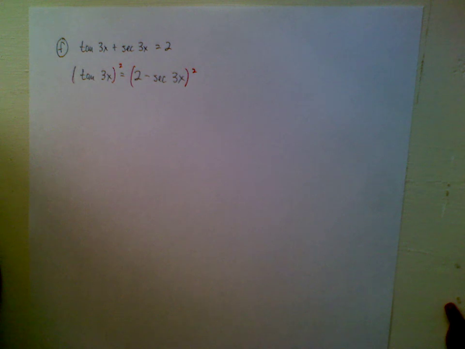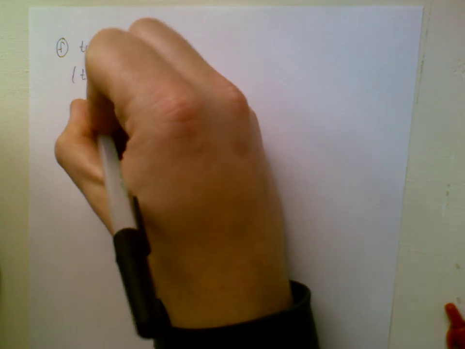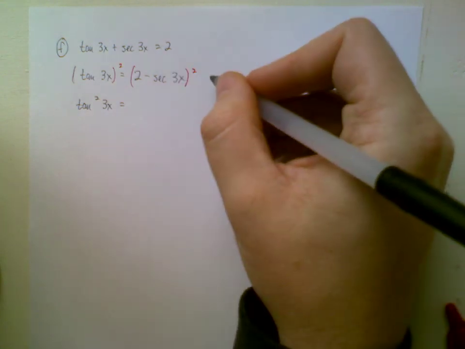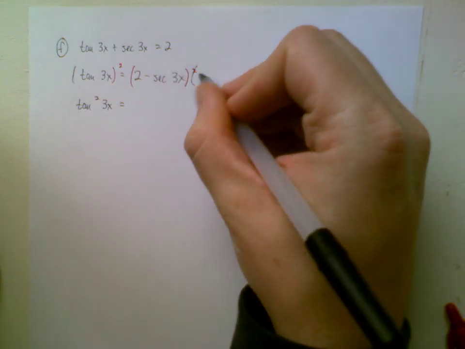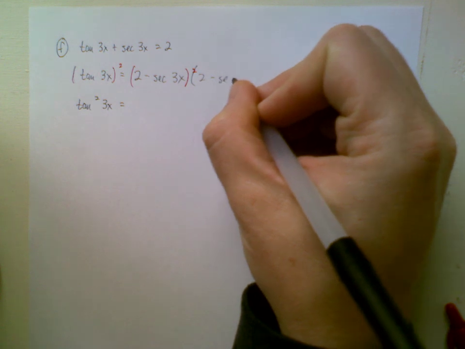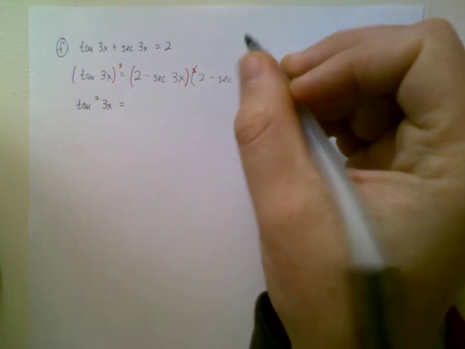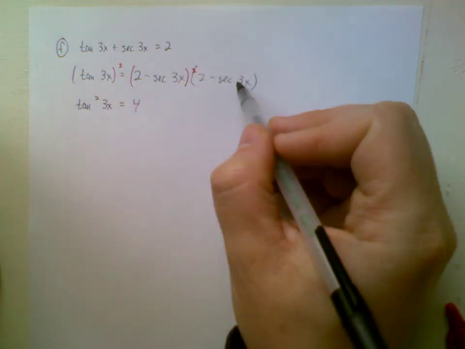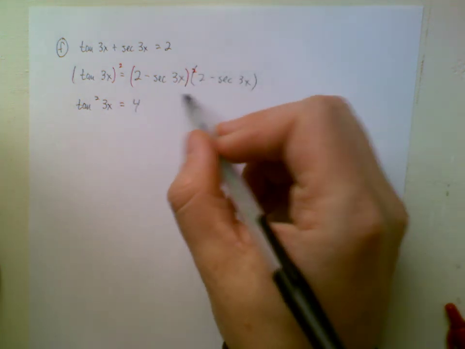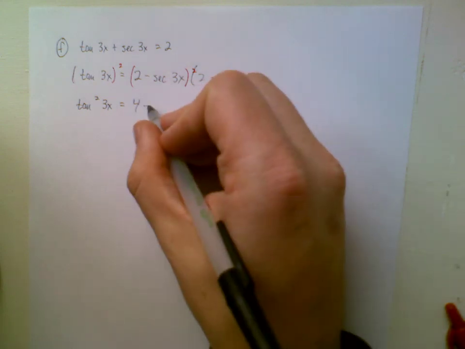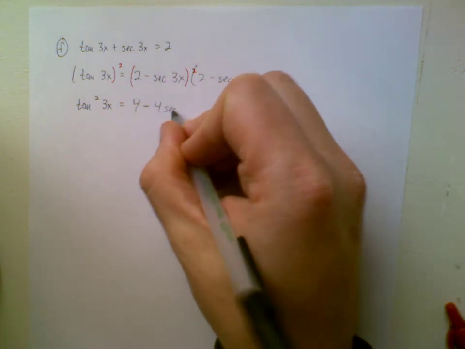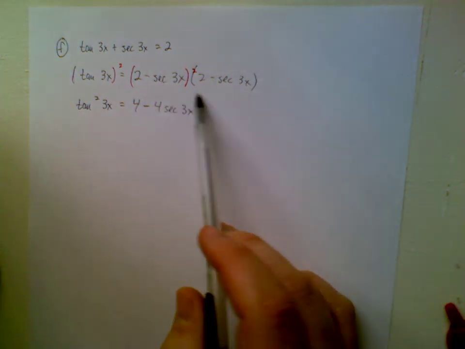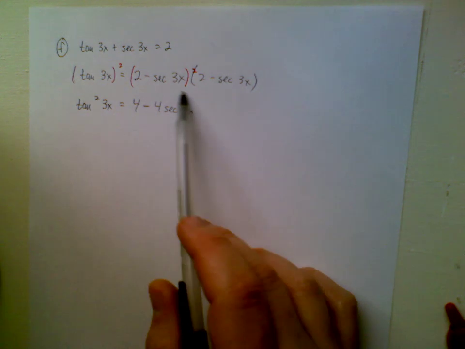Okay, squaring both sides now. So I've got tangent squared 3x equals. Now here, to square this side, like I said, you're really thinking about writing this out twice, right? And then foiling. So you get 4, negative 2 secant 3x, negative 2 secant 3x. Together that's going to make negative 4 secant 3x. And then here you're going to get positive secant squared 3x.